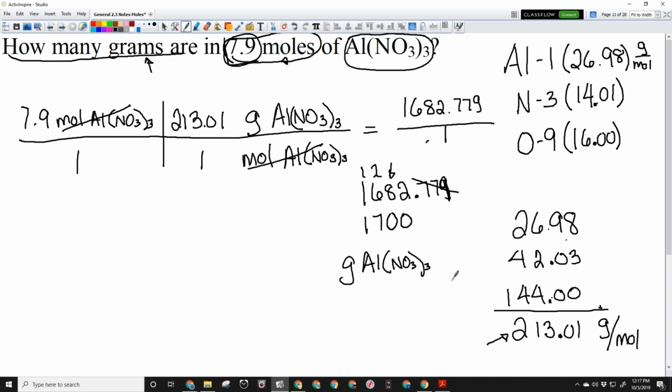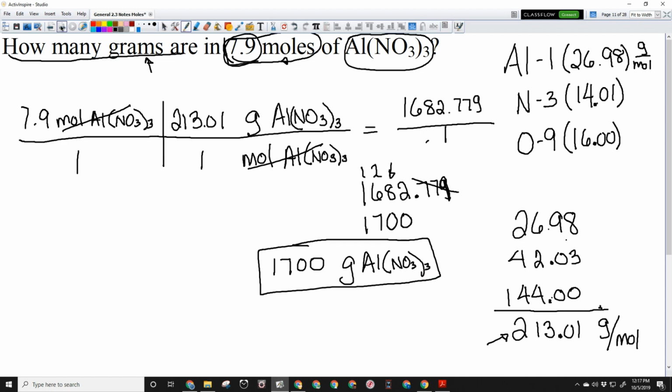And then what's on this side of the decimal we can drop off. So our answer is 1,700 using our significant digits. So how many grams are in 7.9 moles? 1,700 grams of aluminum nitrate.